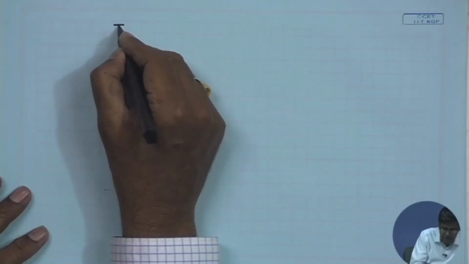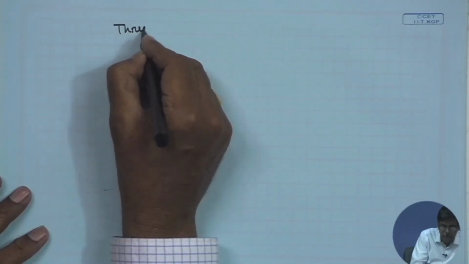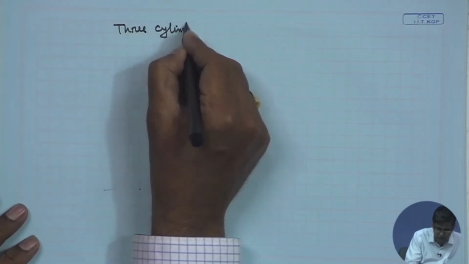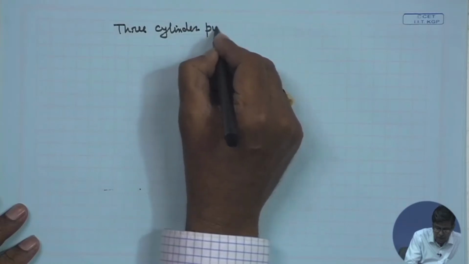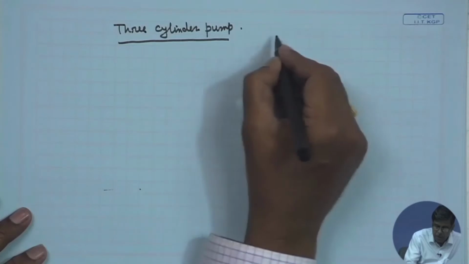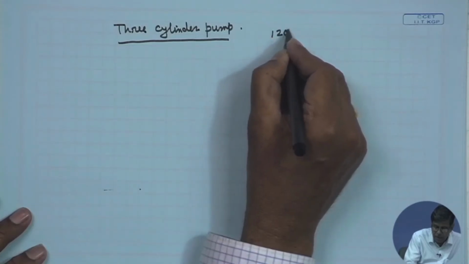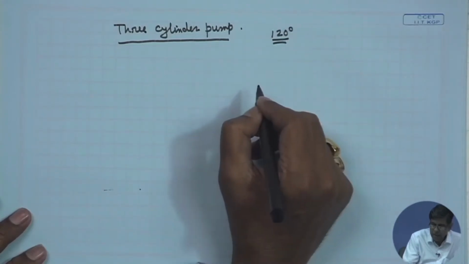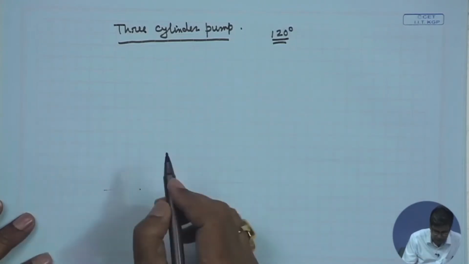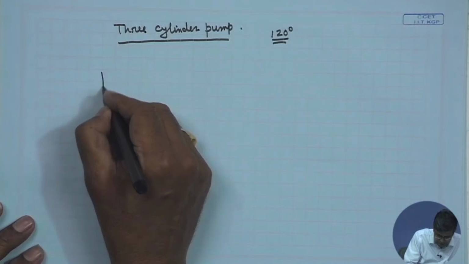Let us give an example of how this works. Let us consider a 3-cylinder pump, which has cylinders spaced 120 degrees apart in crank angle. The crank has a rotation of 360 degrees. So, how does it work? Let us see.